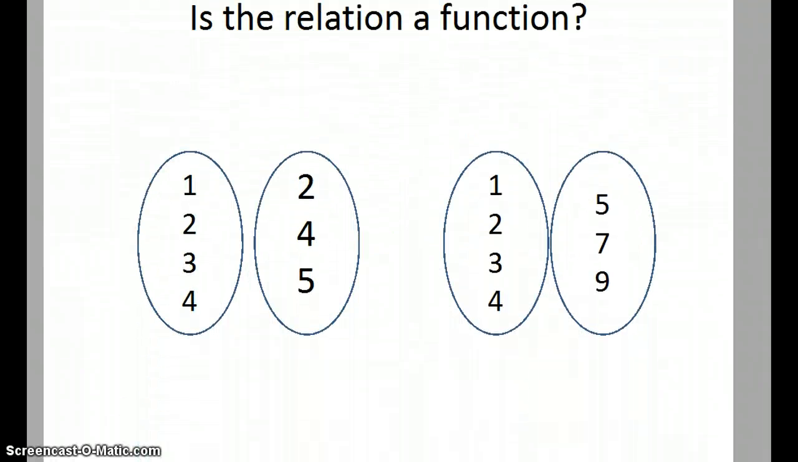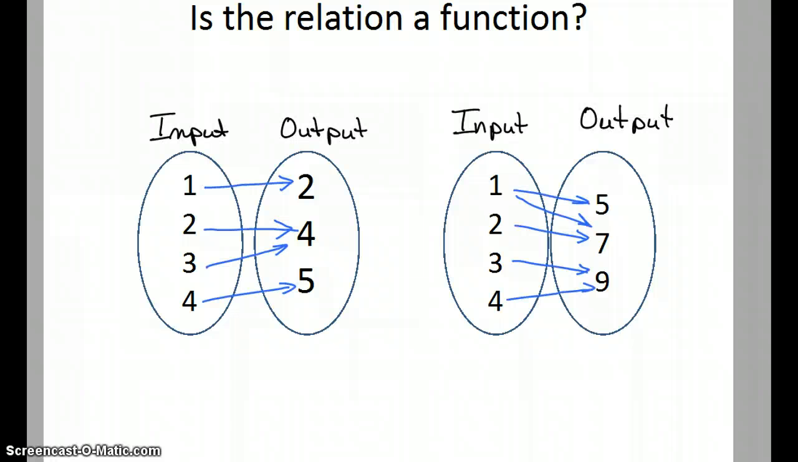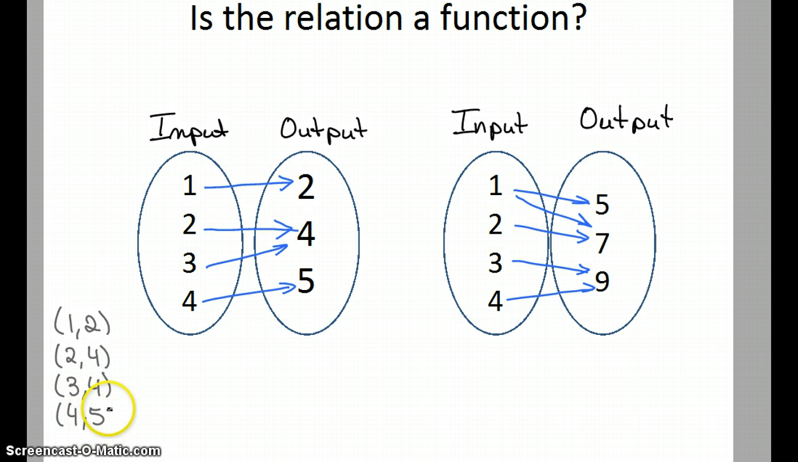Okay, now we're going to look at these and decide if these guys are functions. So on the first set, my input values are 1, 2, 3, and 4. My output values are 2, 4, and 5. So this is just another way to write a set of ordered pairs. This is the same thing as saying I've got the point (1, 2), the point (2, 4), the point (3, 4), and the point (4, 5). So that's just another way to list an ordered pair.